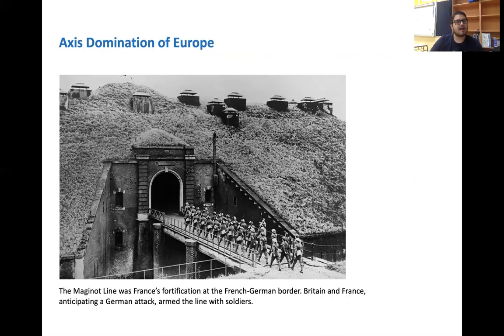So we're going to talk about France for a little bit. The Maginot Line was France's fortification at the French-German border. Britain and France, anticipating a German attack, armed the line with soldiers. So France is going to do something bad. Not bad, they didn't think it was bad at the time, but it's going to turn out to be pretty bad. Now, what is it?